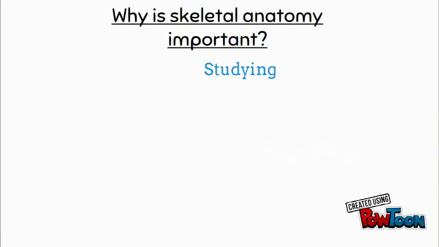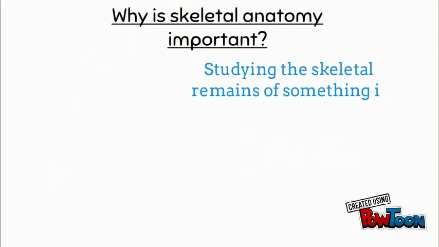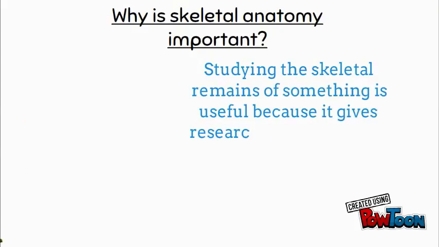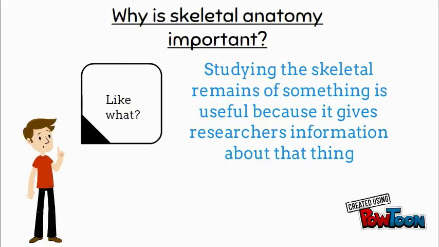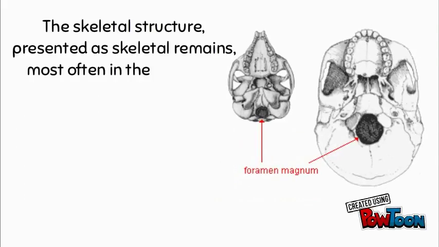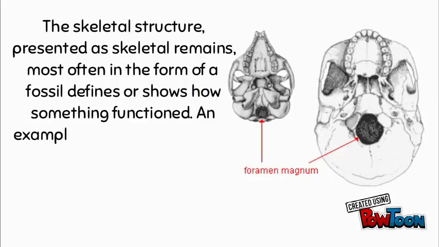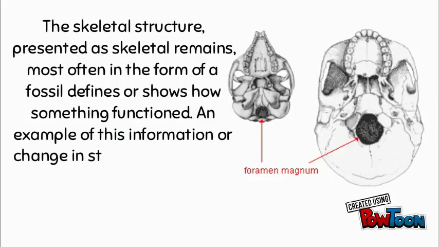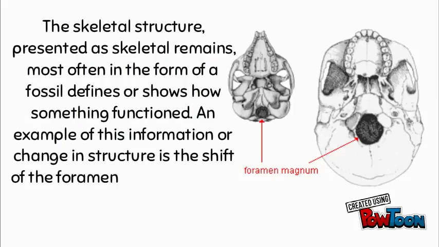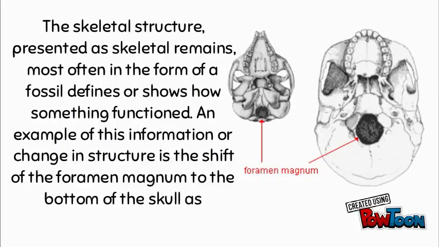Studying the skeletal remains of something is useful because it gives researchers information about that thing. The skeletal structure, presented as skeletal remains most often in the form of a fossil, defines or shows how something functioned. An example of this information or this change in structure is the shift of the foramen magnum to the bottom of the skull as primates became bipedal.